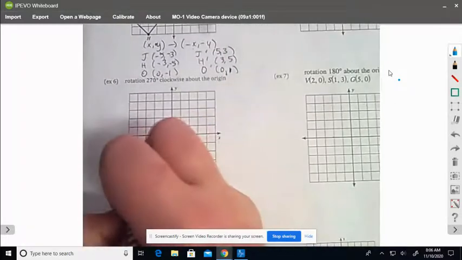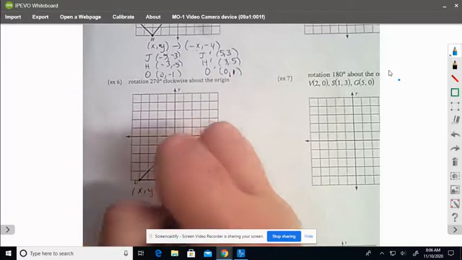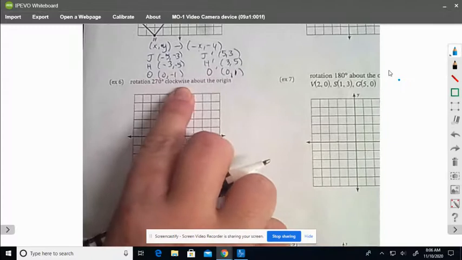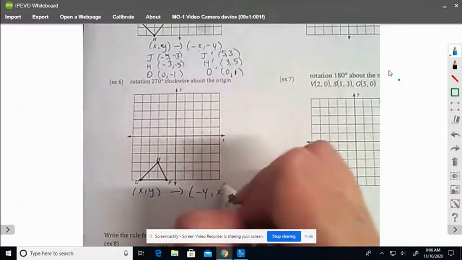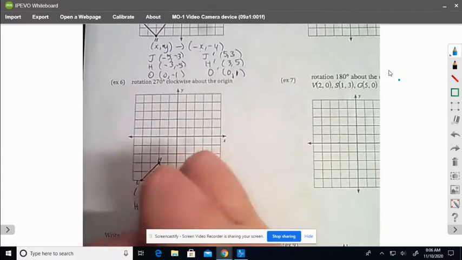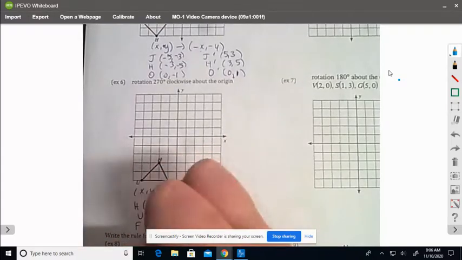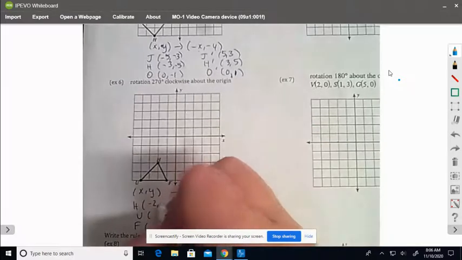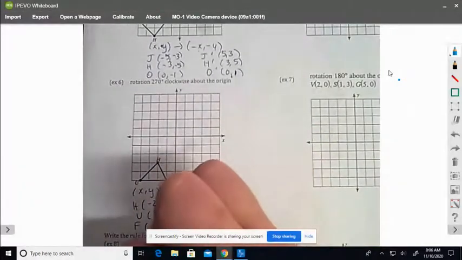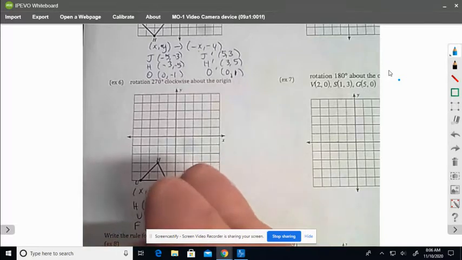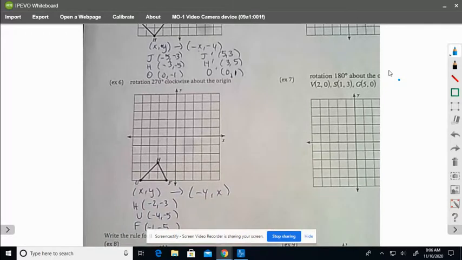For sake of time, I will show you how this works, and then I will just show you a picture. So for 270 clockwise, our rule tells us we're going from (x, y) to (negative y, x). My points here are H, U, F. H is at -2, -3. U is at -4, -5. And F is at -1, -5.